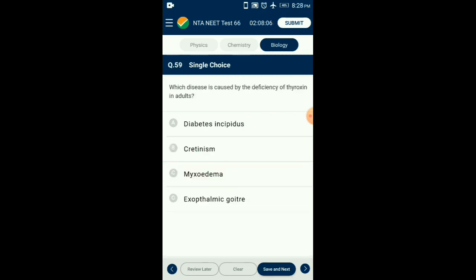Question number 59. Which disease is caused by the deficiency of thyroxine in adults?